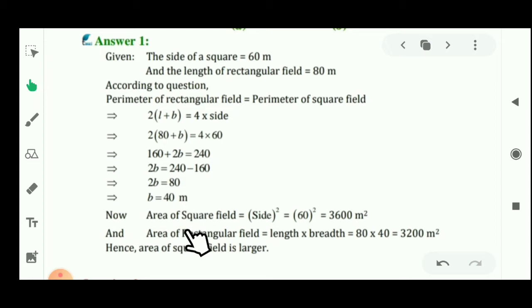So from here we have to find breadth first. Then you have to find the area of a square, whose formula is side square. The side's value is given in the question, that is 60, so the area is 3600 meter square. Similarly, now you have to find the area of the rectangle, that is length into breadth, that means 80 multiply 40. You can see B's value is 40 here and L's value is 80. That means 3200. So you can see whose area is larger: the area of the square is larger.